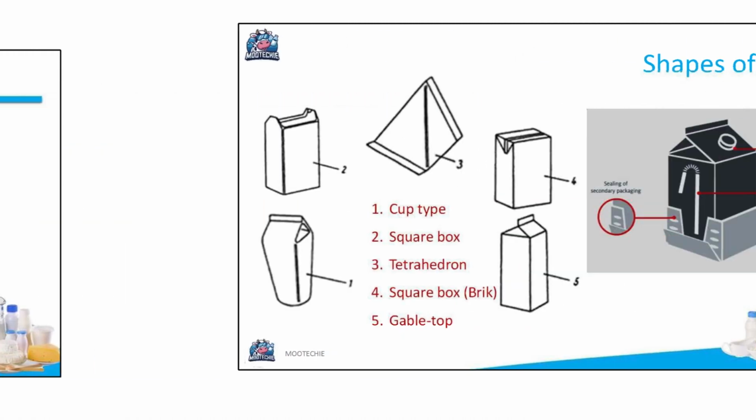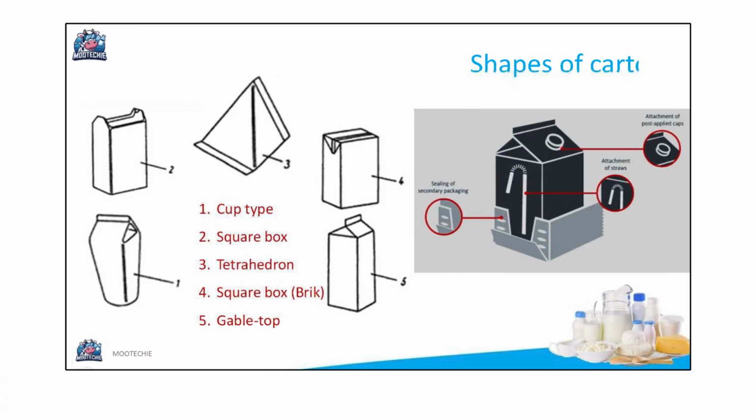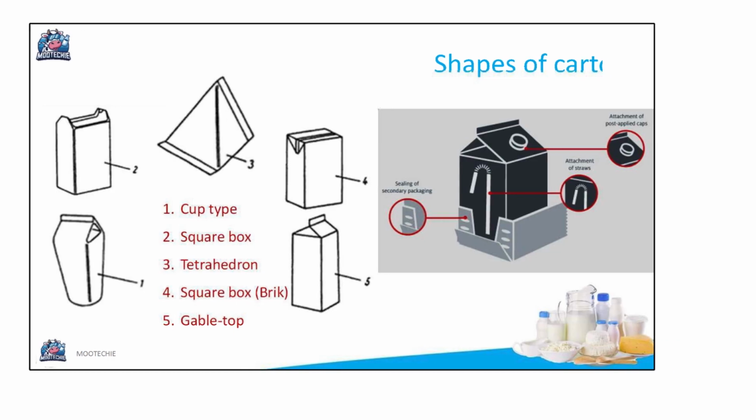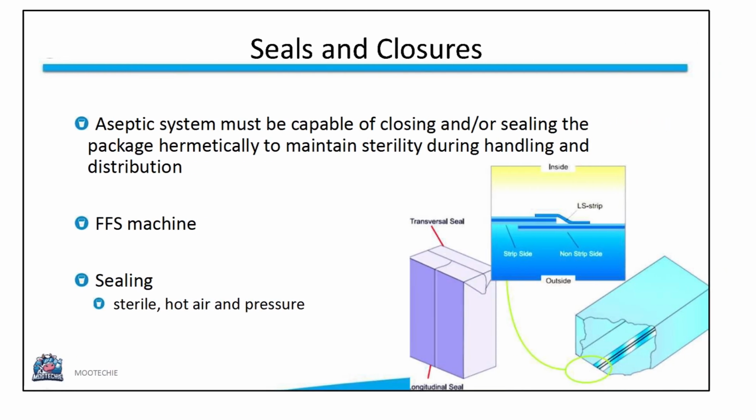These cartons can be formed into various shapes. Common shapes include the cup type, the square box, the tetrahedron, which is a pyramid shape, another square box style called the brick, and the gable top carton. Seals and closures are vital in aseptic systems. The machine must be capable of closing the package hermetically to maintain sterility during handling and distribution. In a form-fill seal machine, sealing is achieved using sterile hot air and pressure. There are different types of seals, such as the transversal seal and the longitudinal seal.